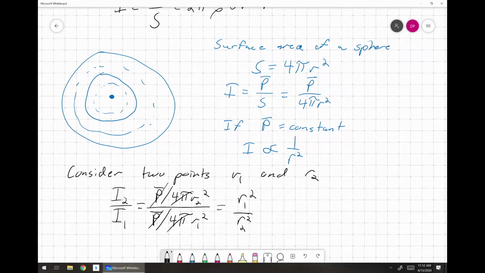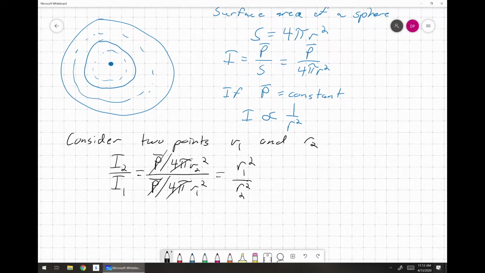So this then tells us how the intensity drops off with distance, right? So we can see that if you have some distance that doubles, so if R2 over R1 is 2, then the intensity is going to be 1/4 of its earlier value. So it drops off very rapidly with distance. Okay.